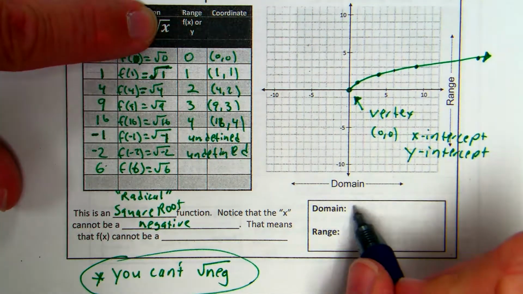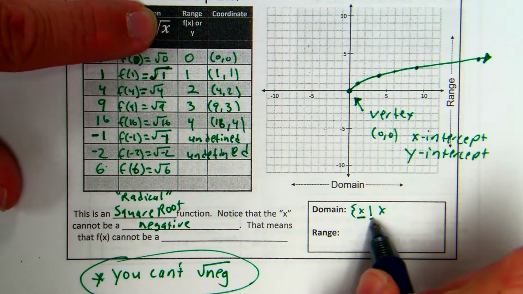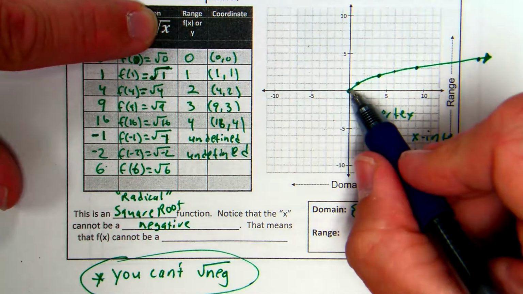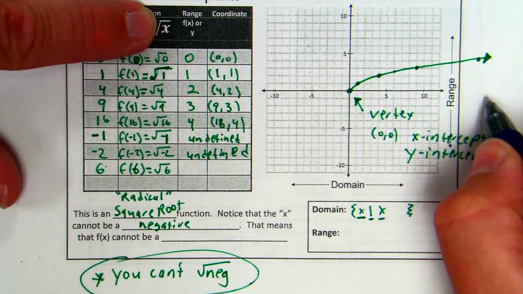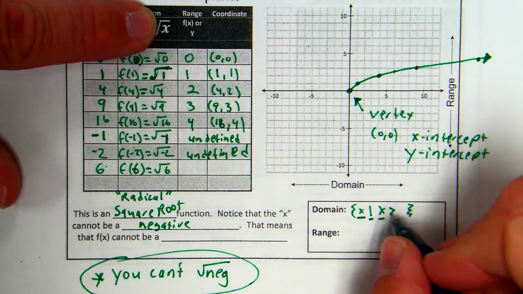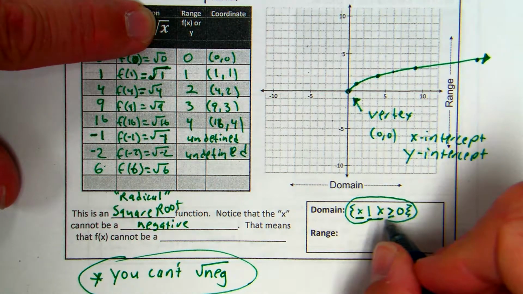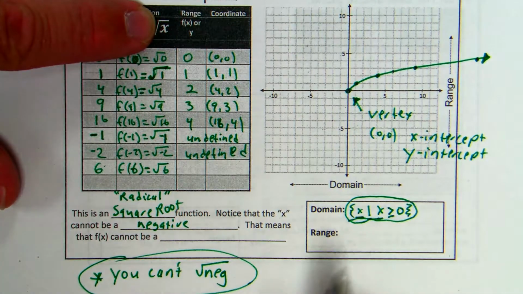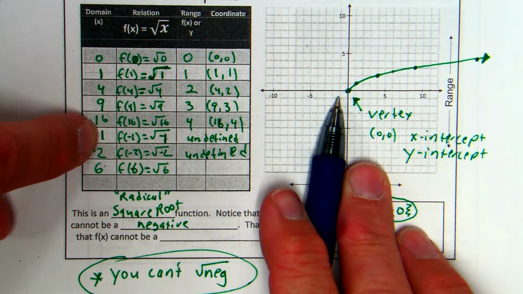If I'm looking at my domain, or which x's will work, I can use any x I want as long as that x meets certain conditions. In this case, x starts at 0 and continues to the right forever. All x as long as x is greater than or equal to 0 would be my domain. Remember, if x is a negative number, I end up taking the square root of a negative, which is impossible.